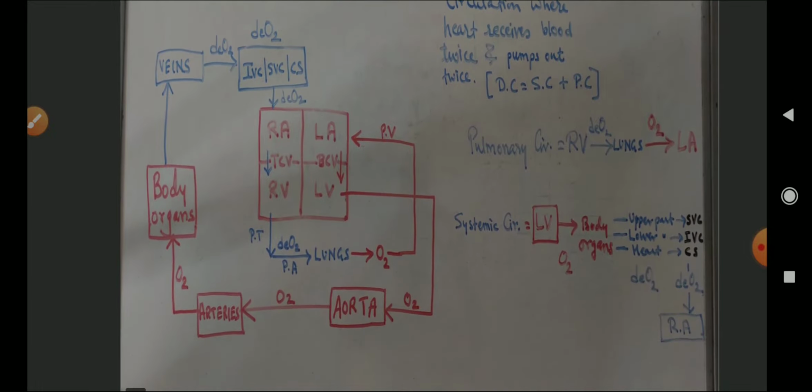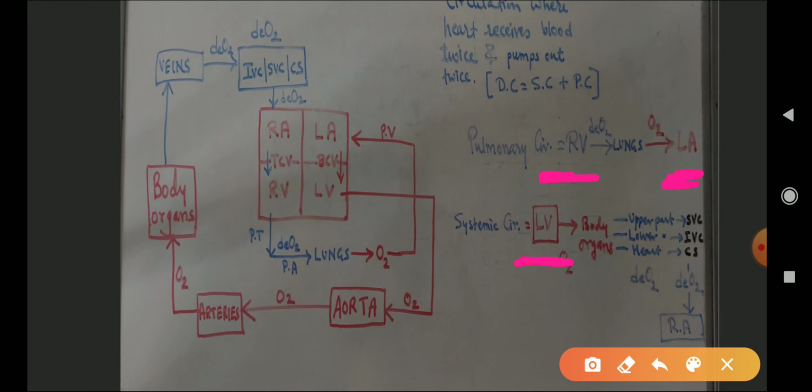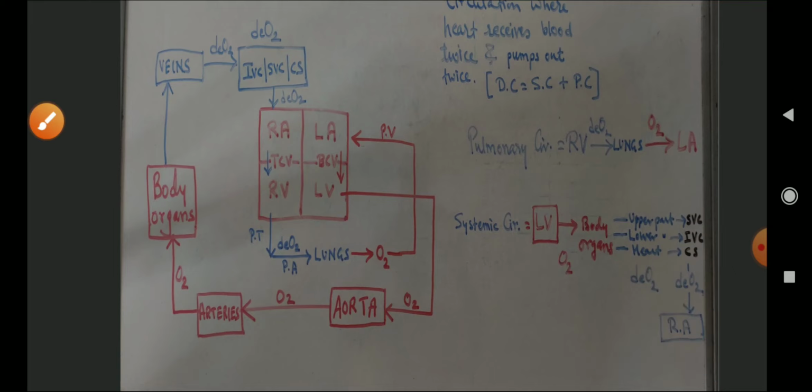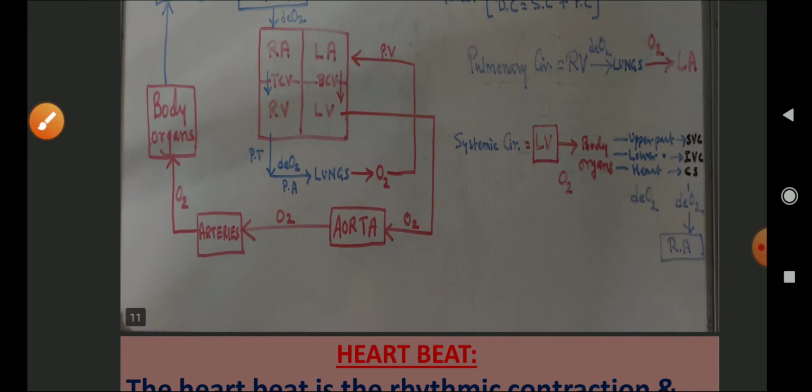If you see another one, in the pulmonary circulation, it starts with the right ventricle and ends with the left auricle, while systemic circulation starts with the left ventricle and ends with the right auricle. So this is all about the double circulation.